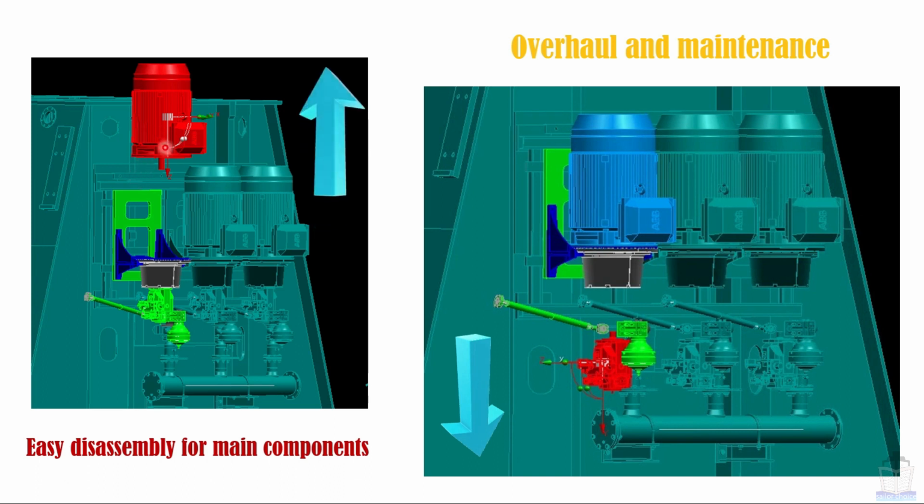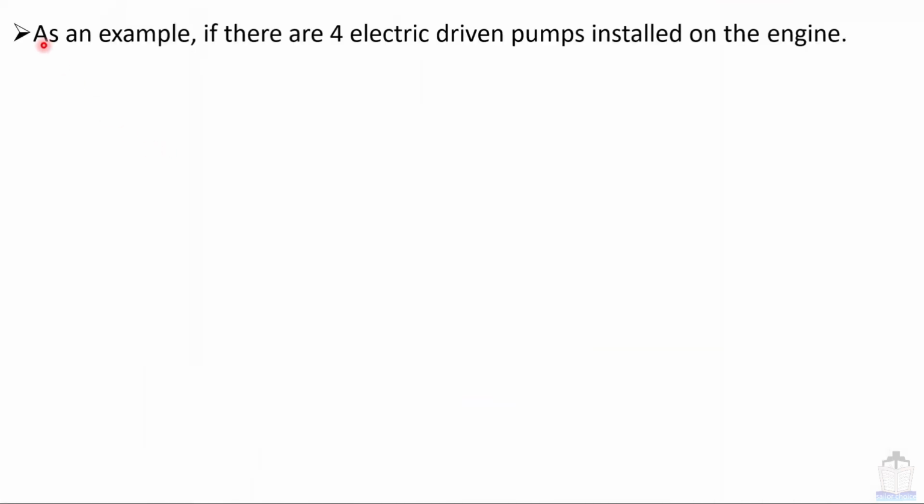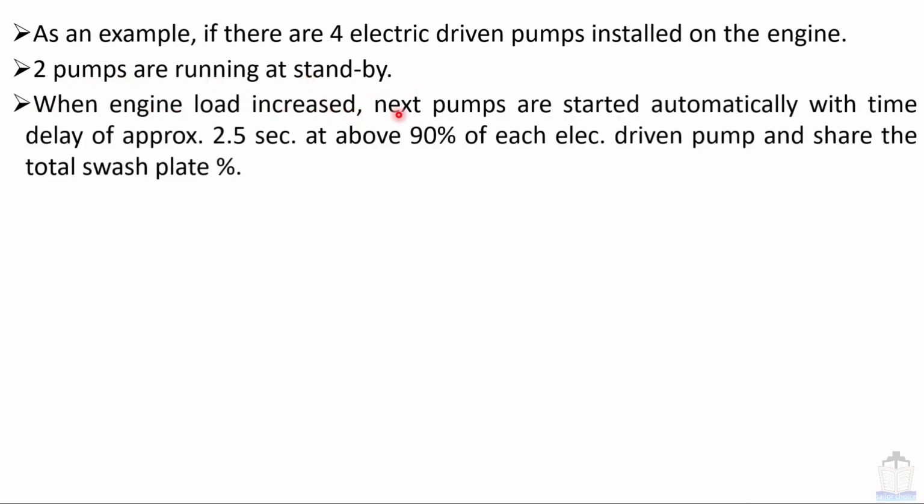Now going to talk about the electrical driven HPS pumps properties. Generally 3 or 4 pumps are installed, and in this case the starter pump's requirement automatically vanishes. As an example, if there are 4 electrical driven pumps installed on the engine, then 2 pumps are running at standby. When engine load increases, the next pumps are started automatically with a time delay of approx 2.5 seconds at above 90% of each electrical driven pump, and share the total swash plate percentage. Now we are going to understand the same with the help of examples.